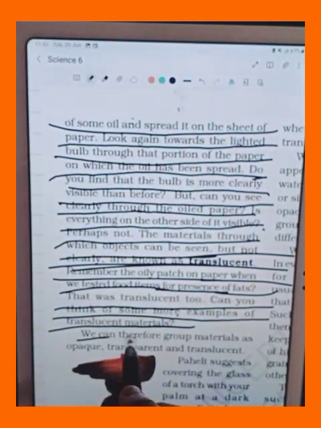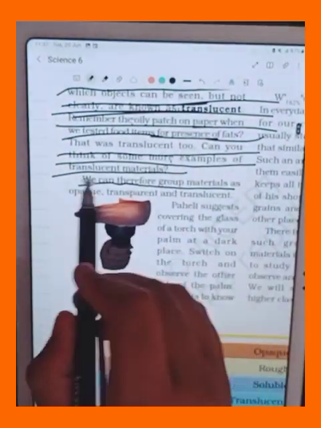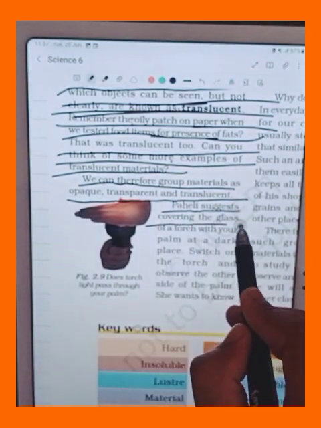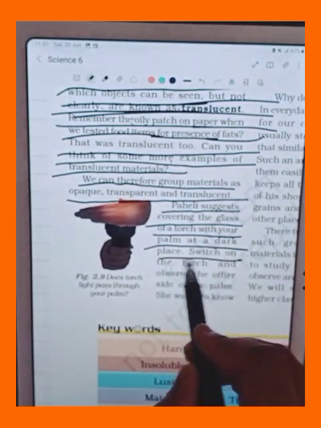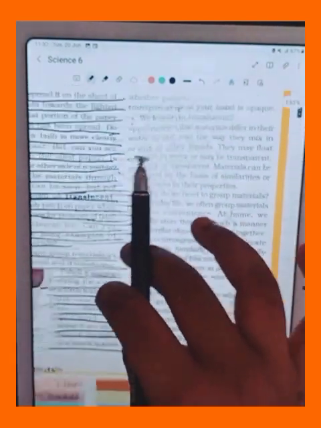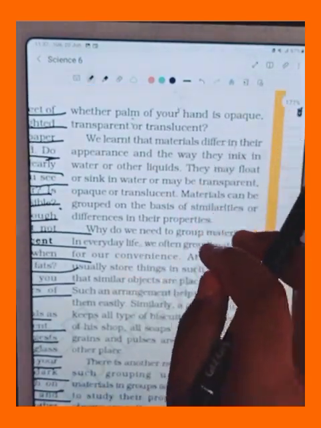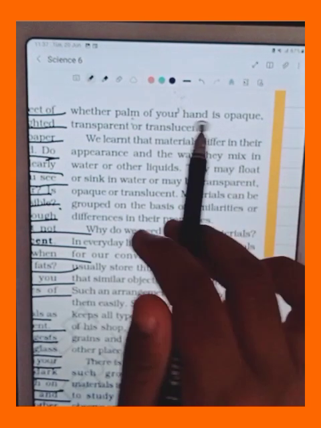Yes. We can therefore group materials as opaque, transparent, translucent. Paheli suggested covering the glass of a torch with her palm in a dark place, switching on the torch and observing the other side of it. She wants to know if the palm of your hand is opaque, transparent or translucent. It's a very tricky question. Yes, so let's find out.